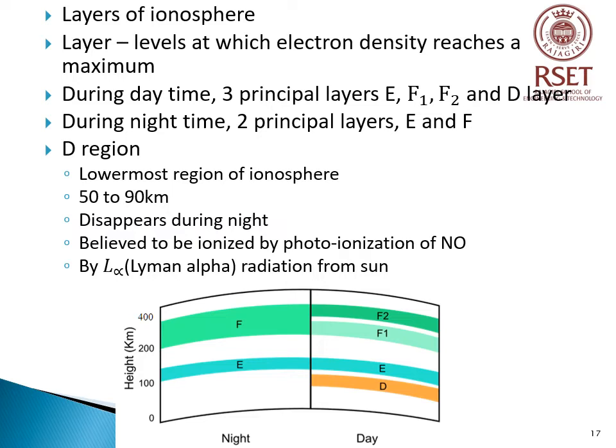Next, about the characteristics of different regions. The first one is the D region, which is the lowermost region of the ionosphere, and its height ranges from 50 kilometers to 90 kilometers. It is present only during daytime and disappears at night. It is believed to be ionized by photoionization of NO, which prevails at that height. Ionization is produced by L alpha, that is Lyman alpha radiation from the sun. It is capable of reflecting very low frequency signals as well as low frequency signals, and absorbs to a certain extent medium frequency and high frequency signals, and the critical frequency is about 100 kilohertz.